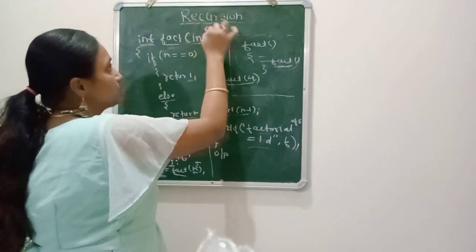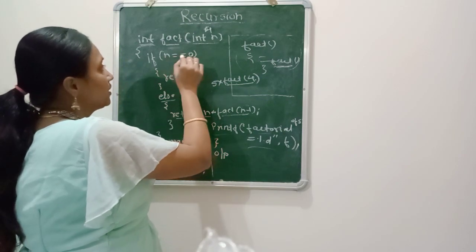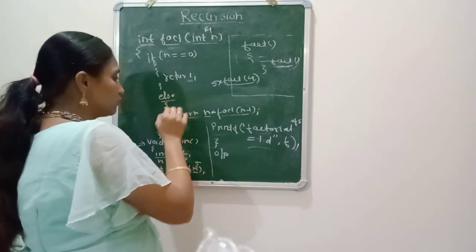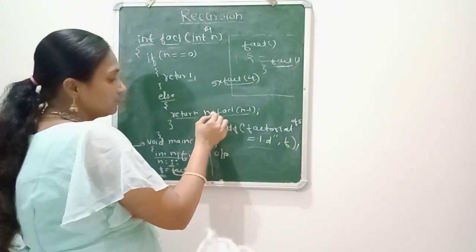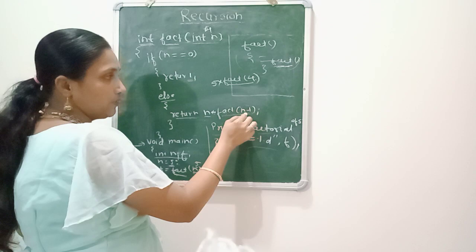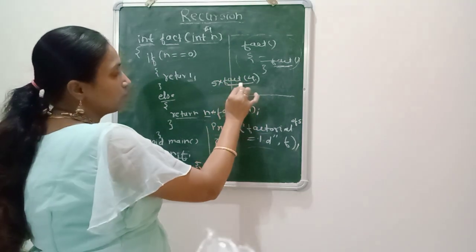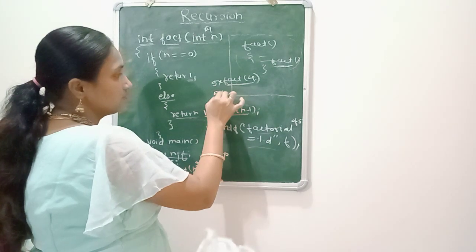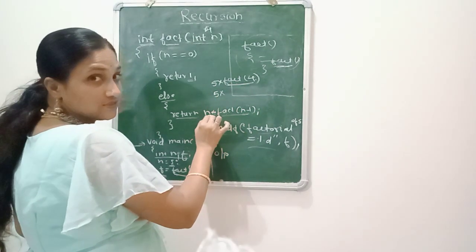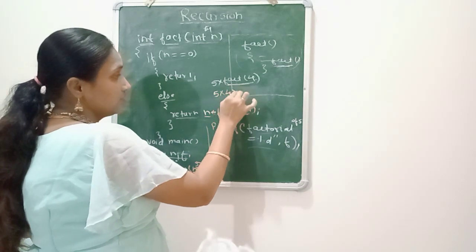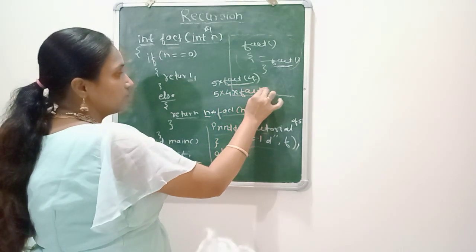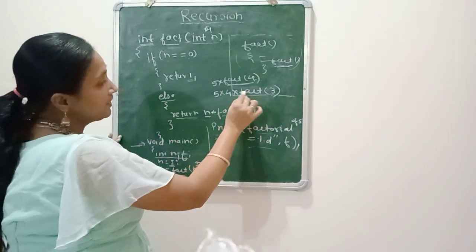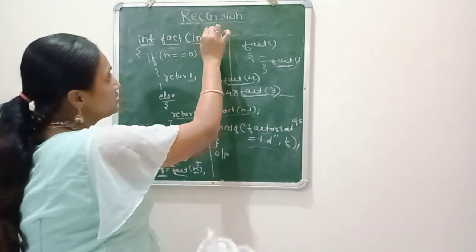Now 4 is passed over here. 4 equals 0, condition is false. Then again it goes to the else part. Now again n into fact of n minus 1. So what is fact of 4 minus 1? 5 already is there, into n, this time is 4, into fact of 3, because n minus 1 is 3. Again it calls the same function, control goes here.